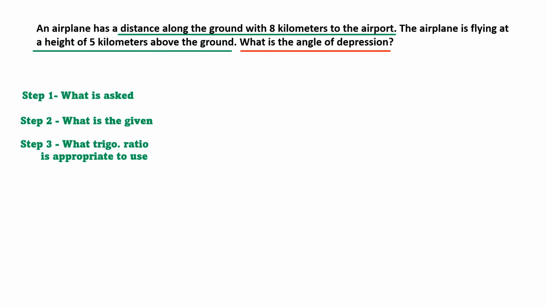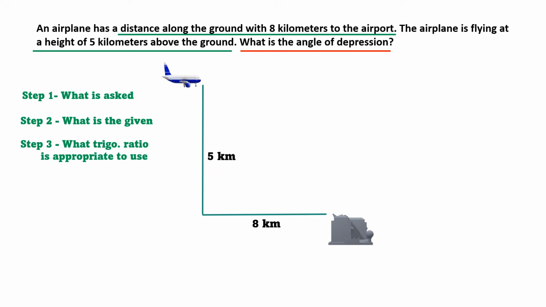Let's draw the figure of the word problem so that we can visualize. Based on the problem, there is an airplane that has a distance along the ground 8 kilometers from the airport. The airplane is flying at a height of 5 kilometers above the ground. The problem is looking for the angle of depression. Therefore, the angle is formed from the horizontal line to the line of sight from the airplane to the airport. Let the angle of depression be an x since it is missing.